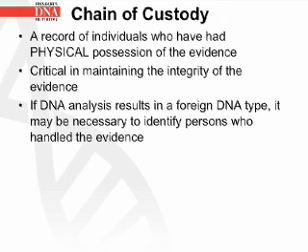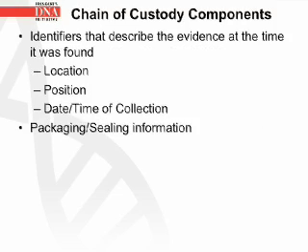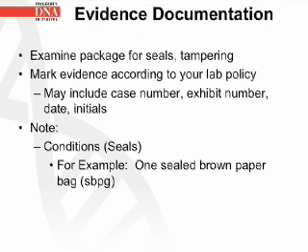Chain of custody is a record of individuals who have had physical possession of the evidence. Chain of custody is critical in maintaining the integrity of the evidence. If DNA analysis results in a foreign DNA type, it may be necessary to identify persons who handled the evidence. Components of chain of custody are identifiers that describe the evidence at the time it was found, location, position, date and time of collection, and packaging and sealing information.